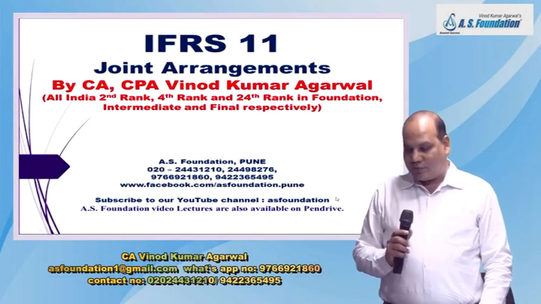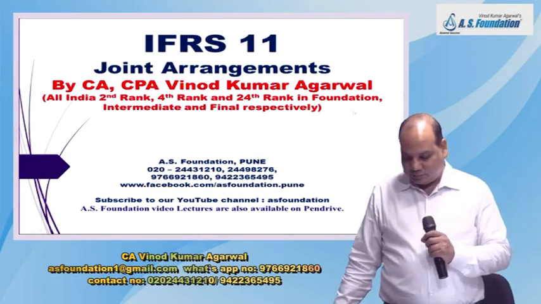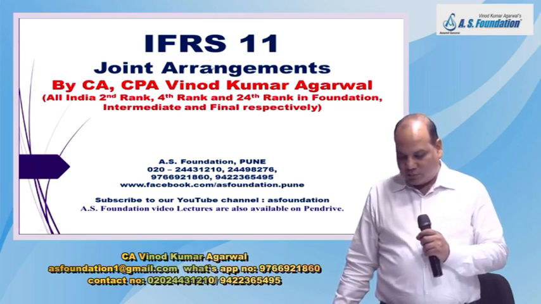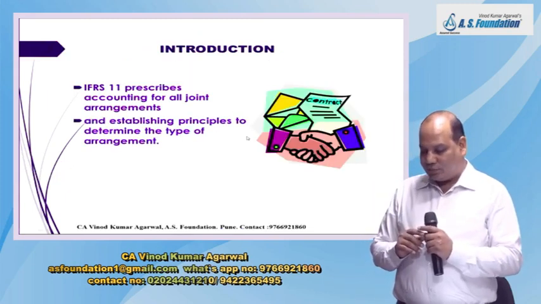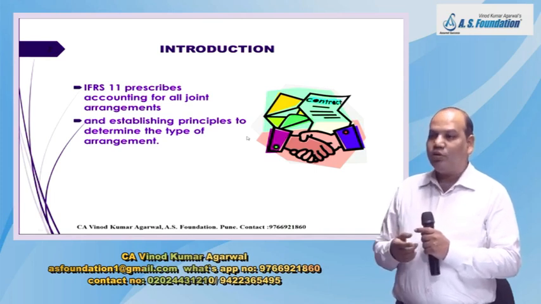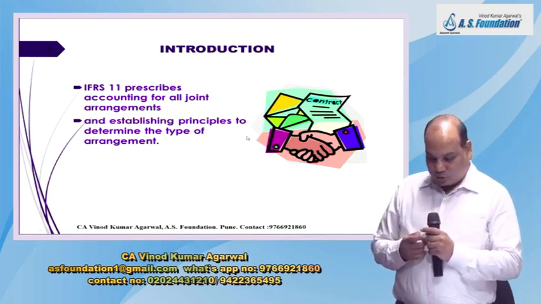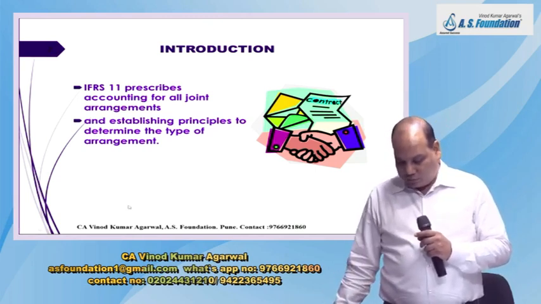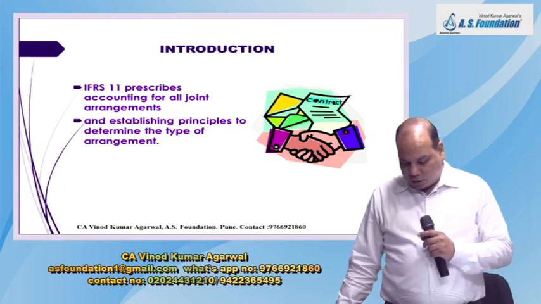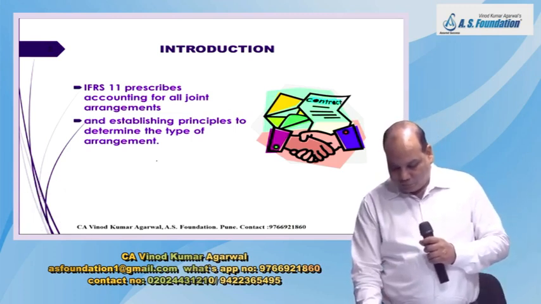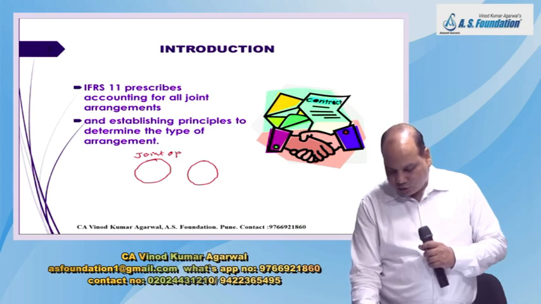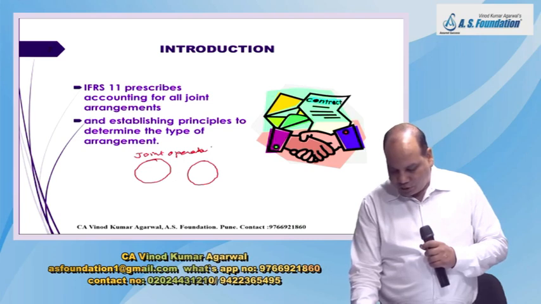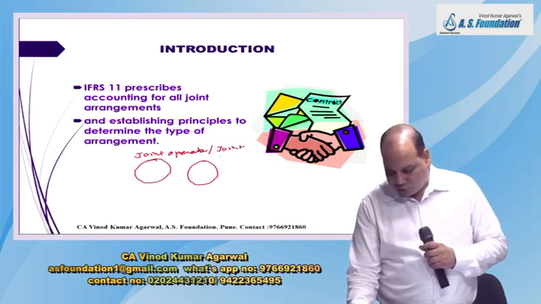What is IFRS 11? Joint arrangements. So, this standard deals with when two or more entities come together and do business together and have joint control over that business activity. Okay. So, the idea is how each party, who are the venturers or joint operators, will do the accounting. Joint operator or joint venturer.